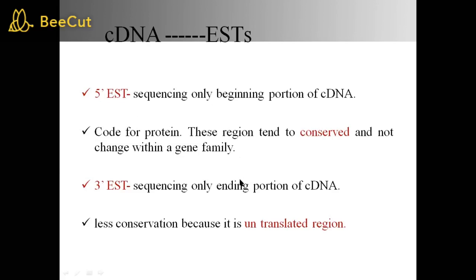Then, if we sequence the cDNA portion on the 3' end, it is known as the 3' EST. So sequencing only the ending portion of a cDNA molecule is known as the 3' EST. These 3' ESTs are less conserved because it is an untranslated region. The translation direction is from 5' to 3'.